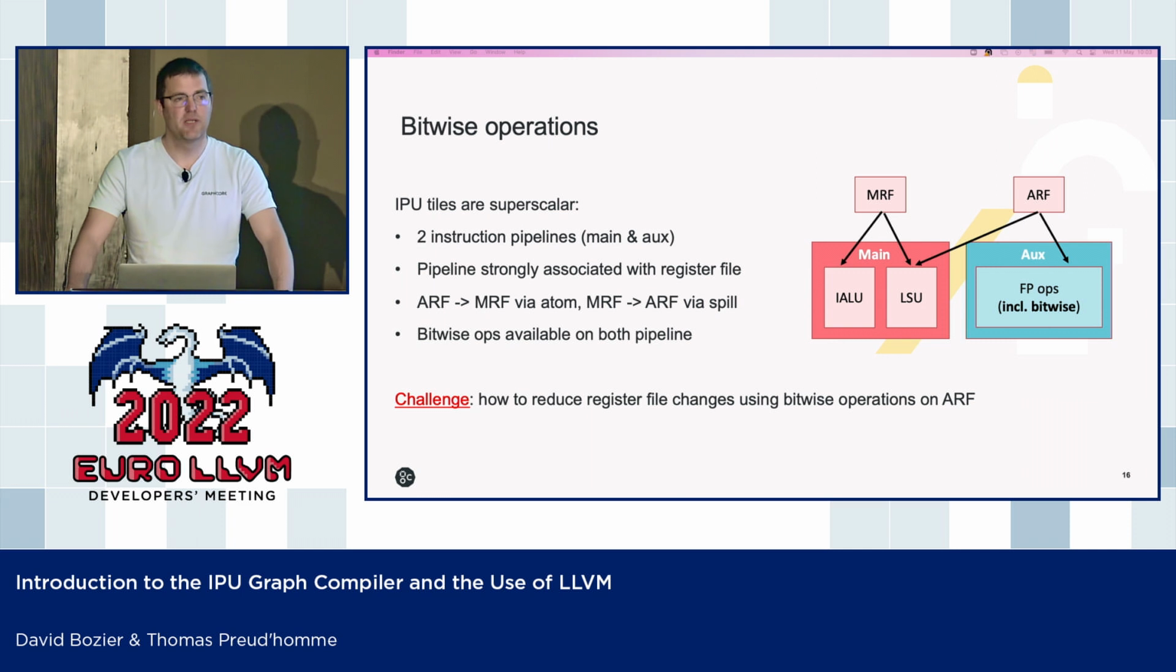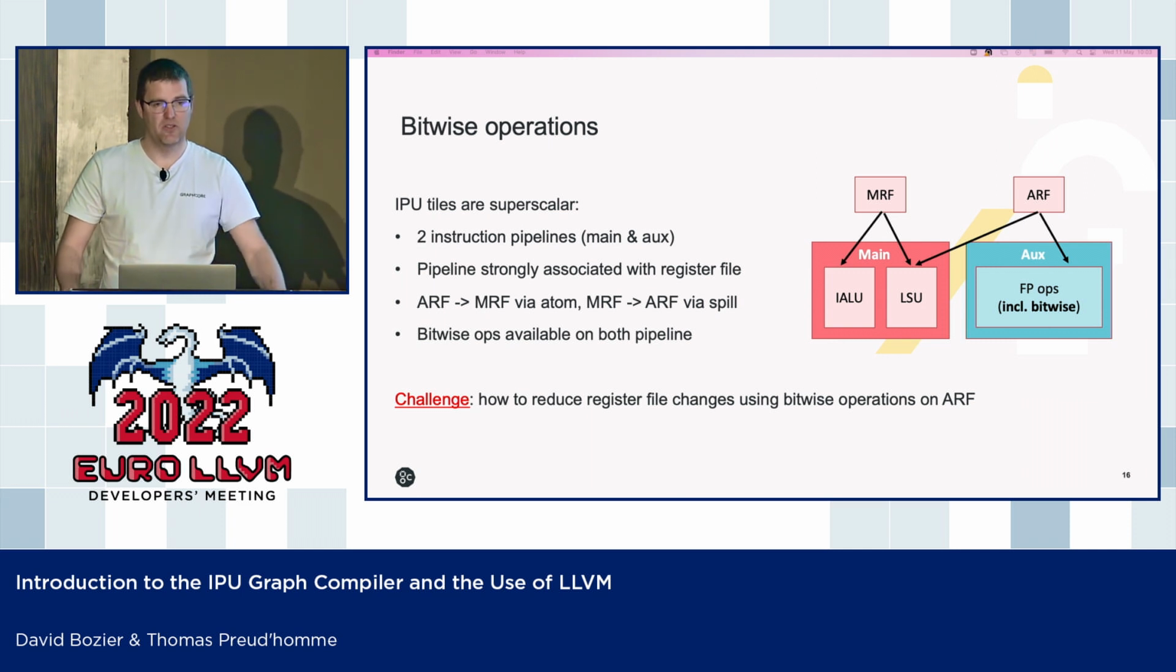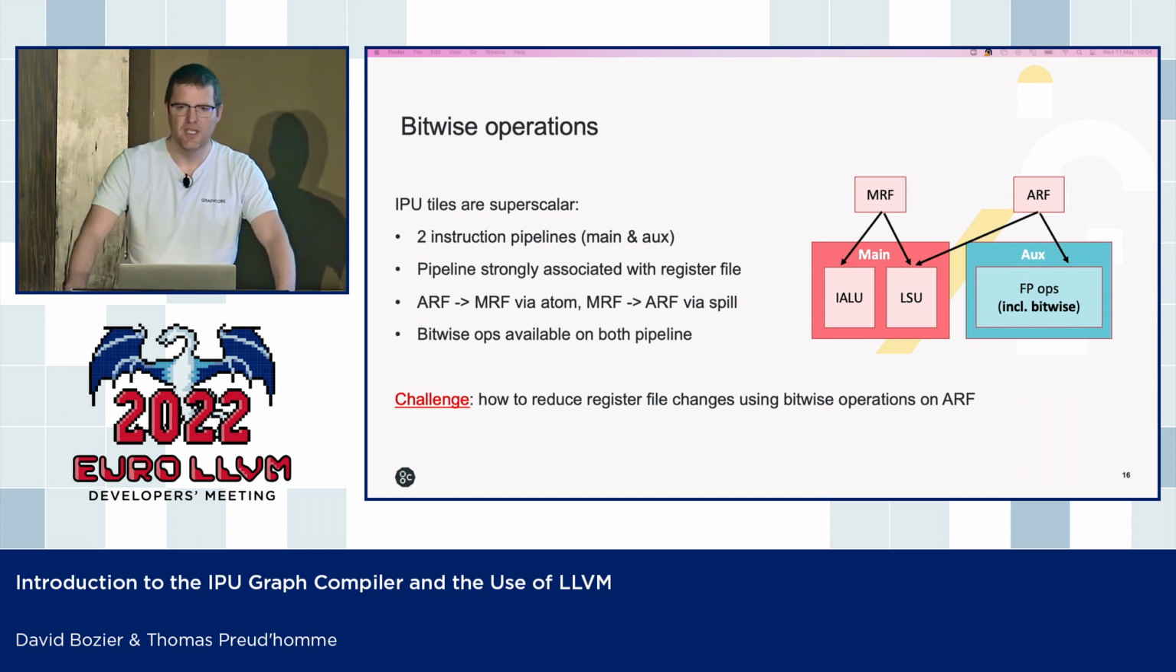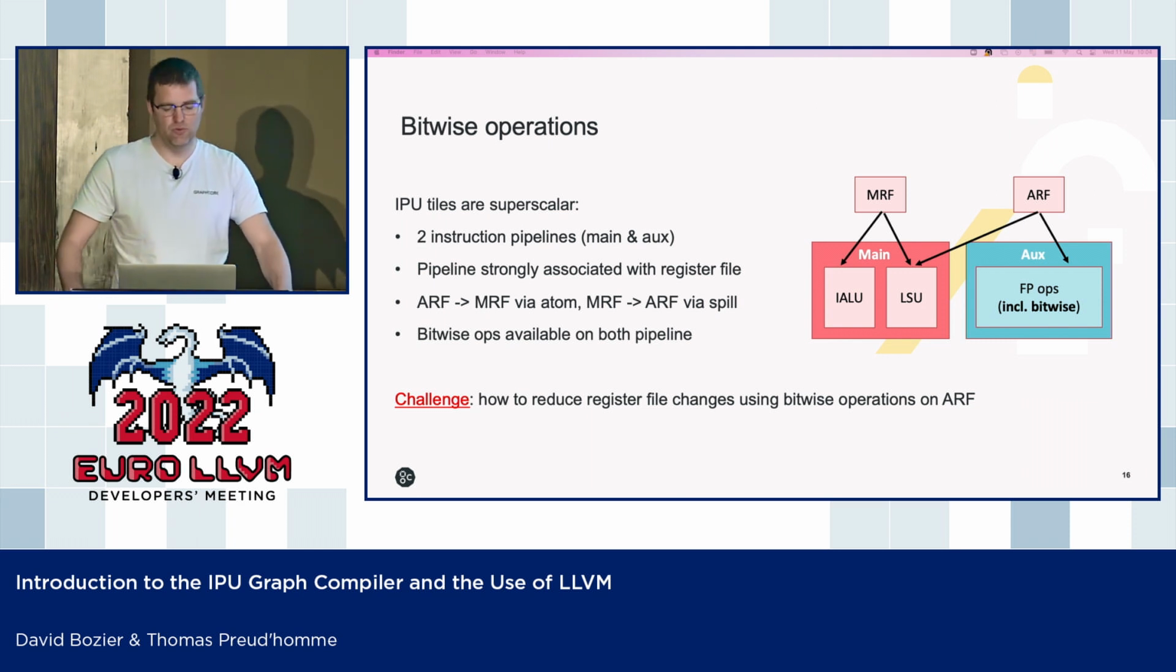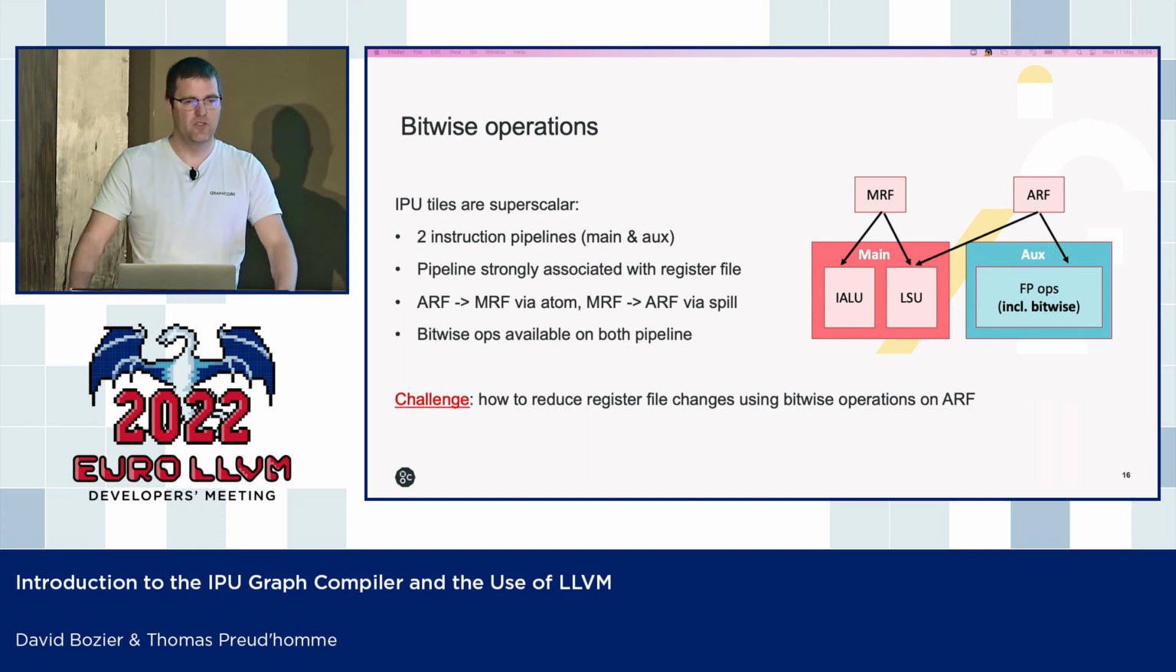One particularity of the IPU is that it possesses bitwise operations that can operate on both pipelines, main and aux, and thus on both types of registers. That begs the question of how to take advantage of this to avoid copies between register files.